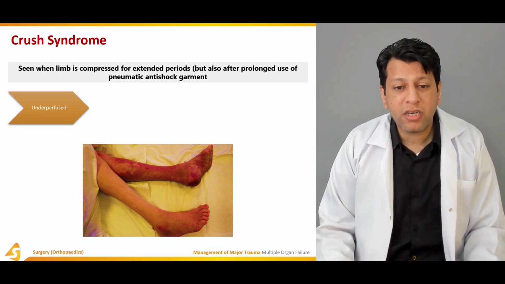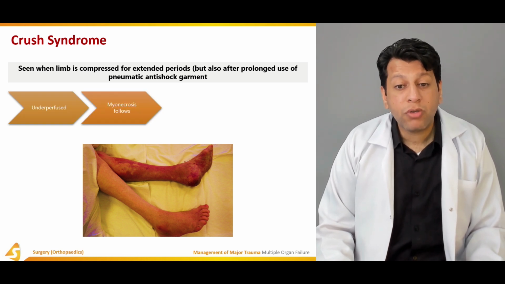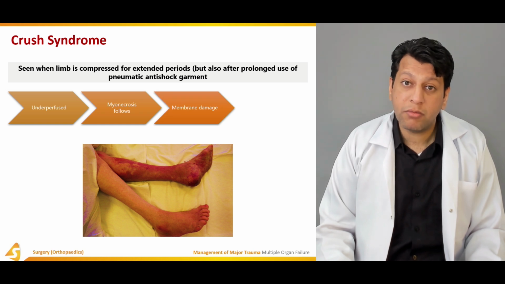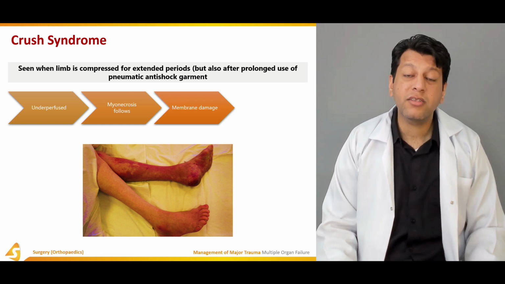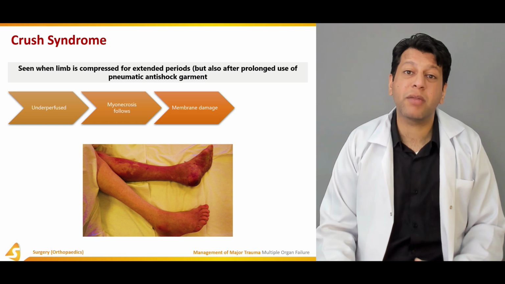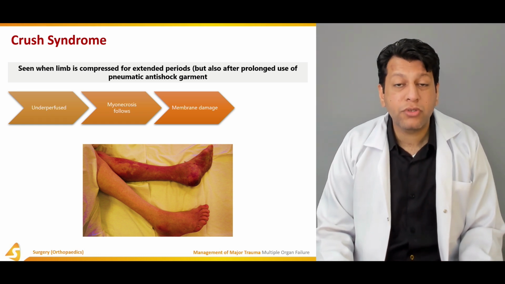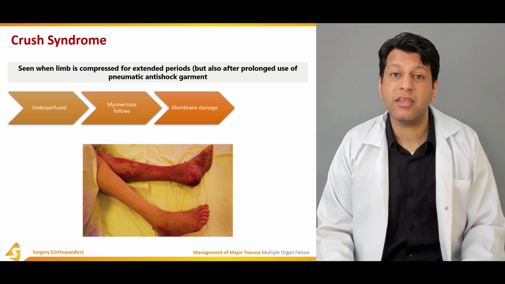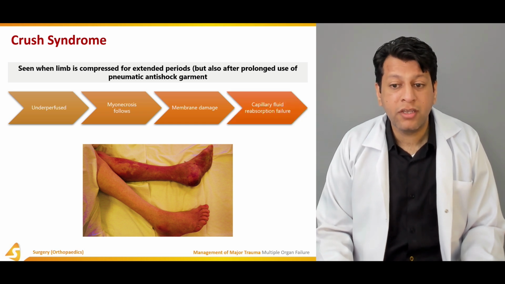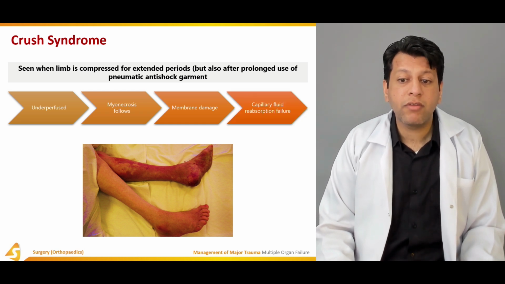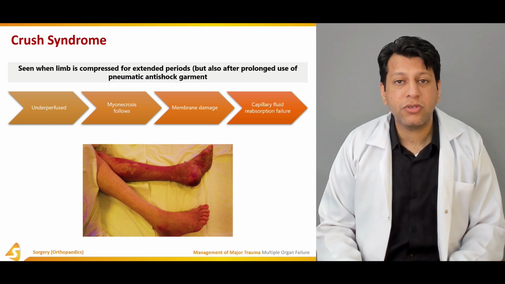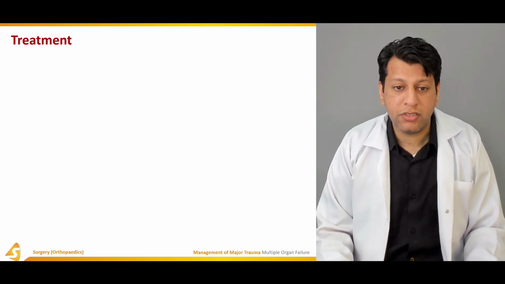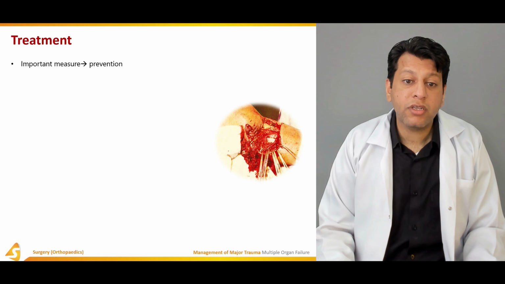Usually the limb is underperfused, there is myonecrosis, and there is membrane damage as well. This myonecrosis actually results in rhabdomyolysis. Rhabdomyolysis can be damaging because this can eventually ensue renal failure. So it is important that capillary failure and reabsorption failure usually occur in these kinds of patients. In treatment, the important thing is prevention.